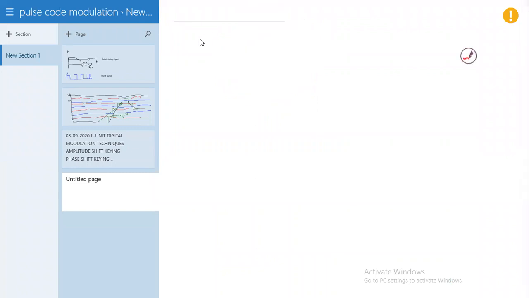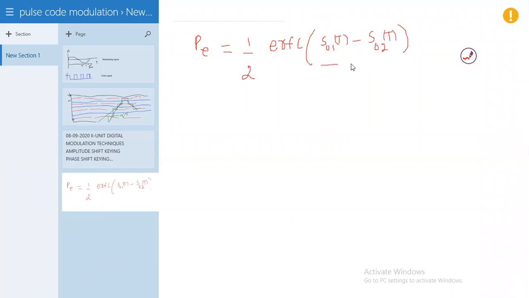In the previous class we derived that the probability of error of the optimum filter is equal to 1 by 2 times the complementary error function of (S naught 1 of t minus S naught 2 of t) divided by 2 root 2 sigma naught. So this was derived in the last class for the optimum filter.